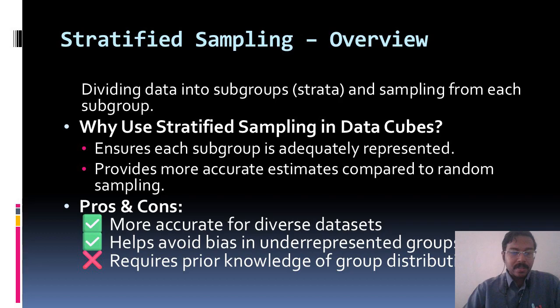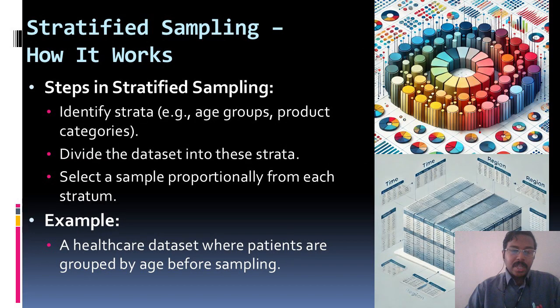The process starts with identifying the strata, like products, categories, or age groups. Then we divide the dataset accordingly and select a proportional sample from each stratum. A common example is healthcare data. A patient might be grouped by age before sampling.